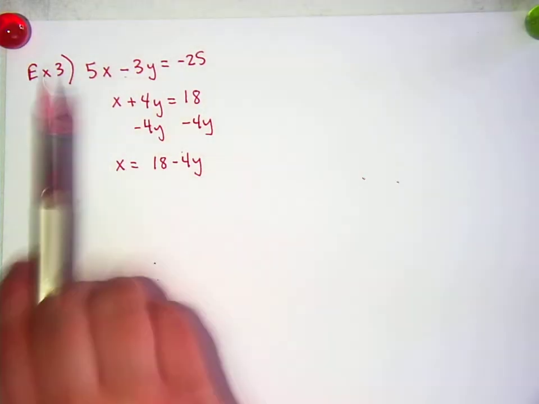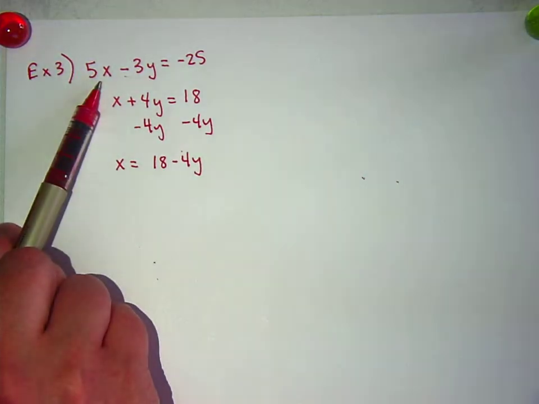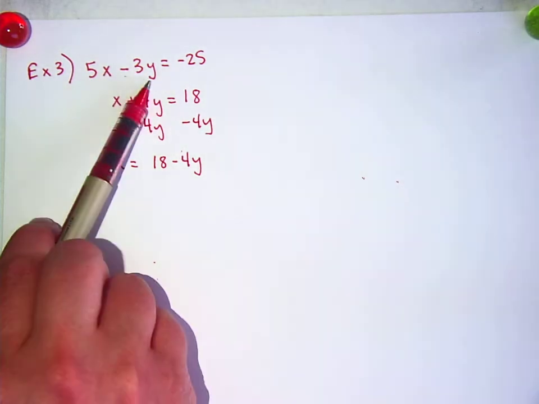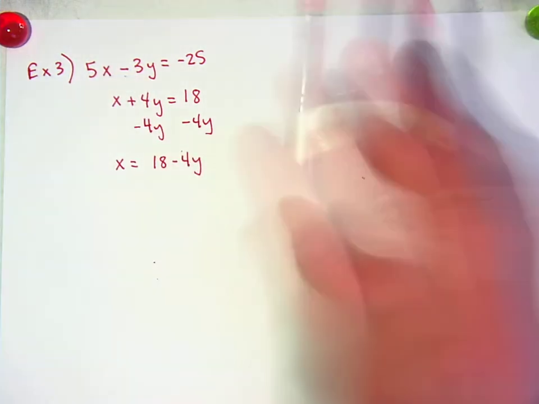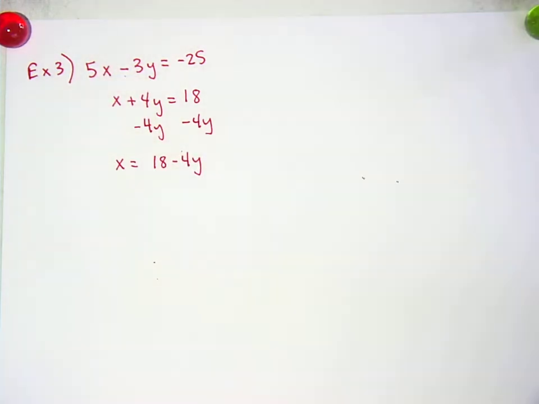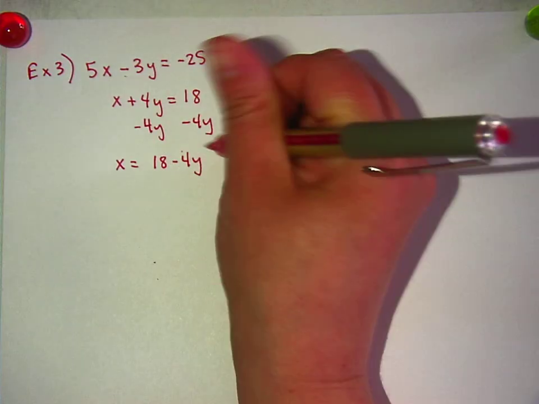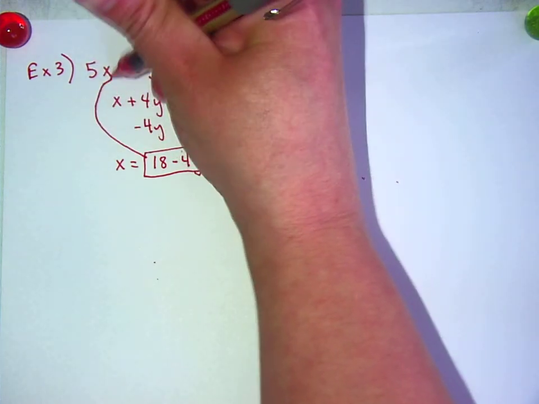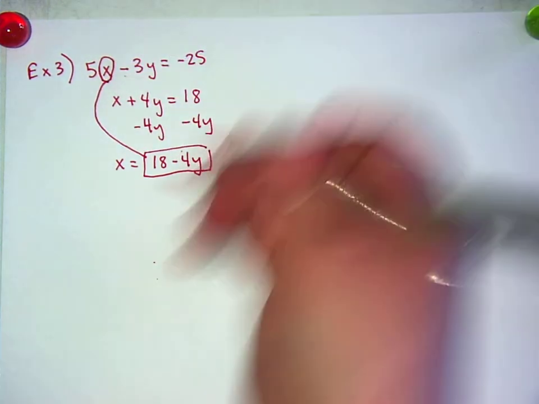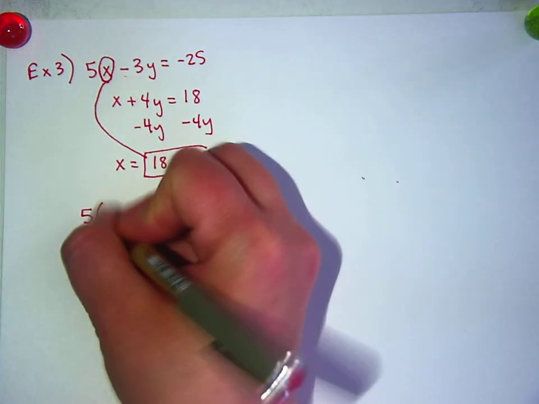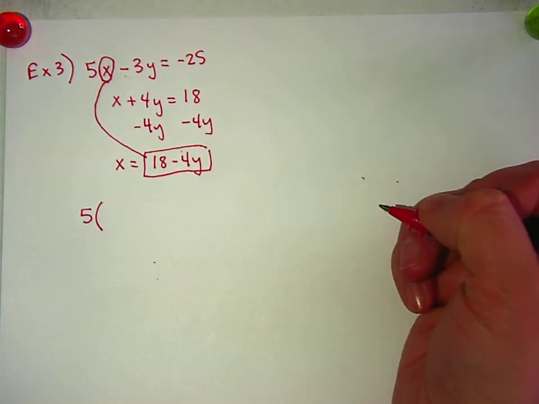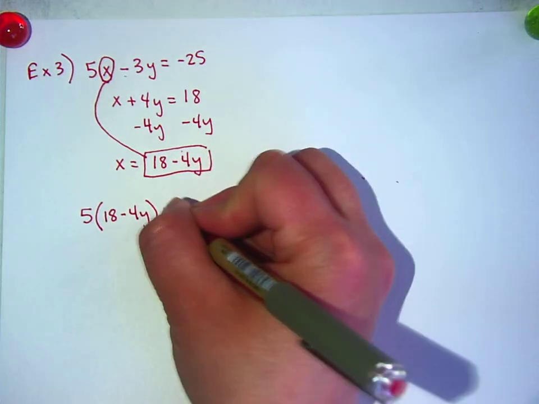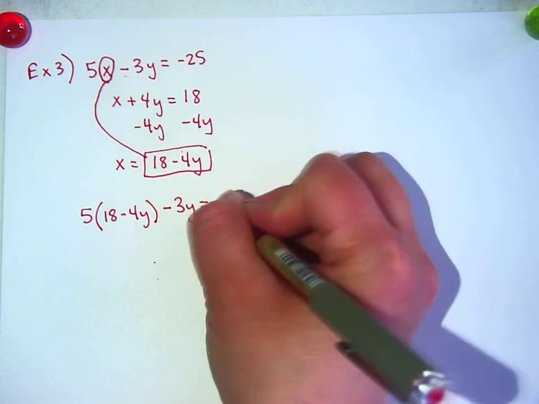And if I had tried to get x equal on this one, I would have had to add 3y and then divide by 5. If I tried to get this y by itself, I'd have to subtract 5x and divide by -3. As you can see, some of those would have created nasty fractions that we don't want to deal with. But this one's not so bad. So I'm going to take this junk and put it in for this x. I'm going to help you write it right now. 5 times parentheses what? 18 minus 4y, parentheses, minus 3y equals -25.